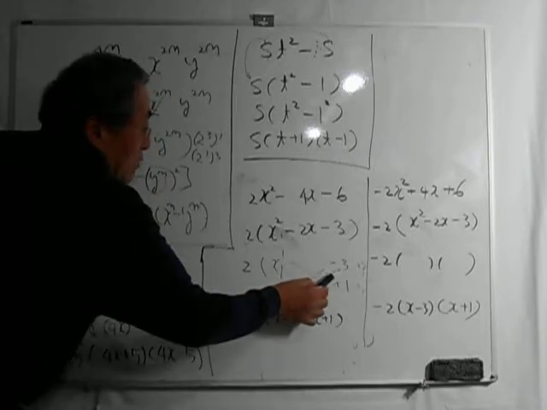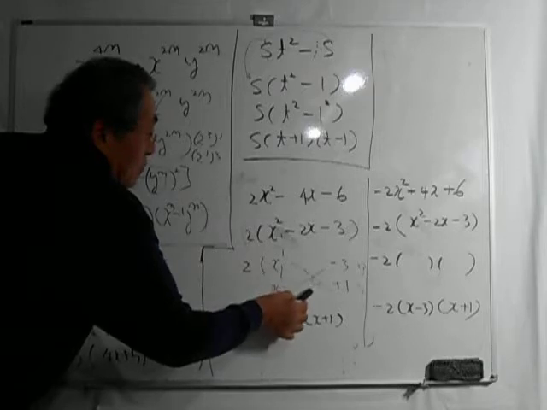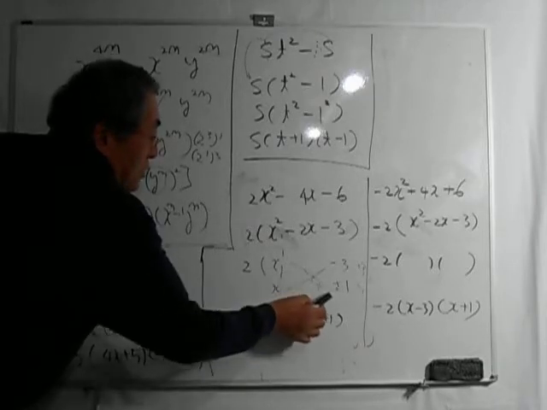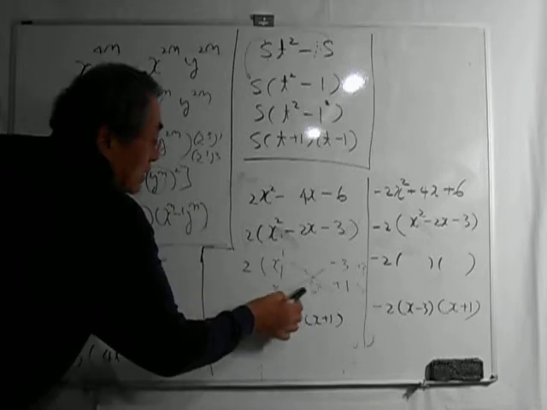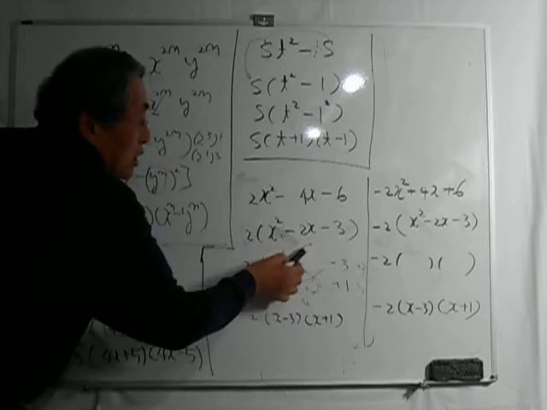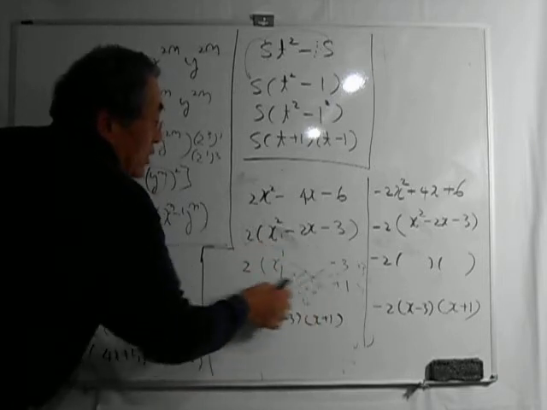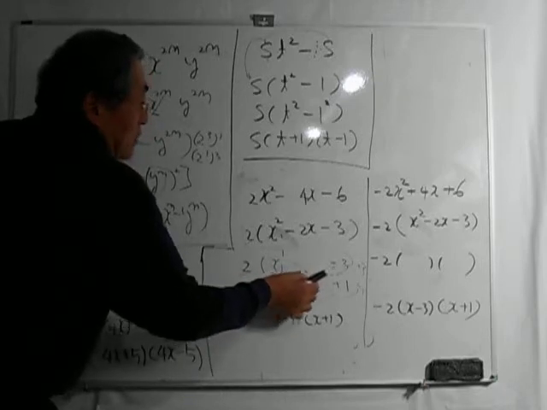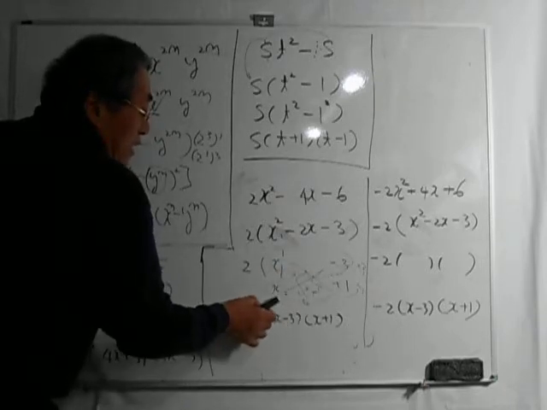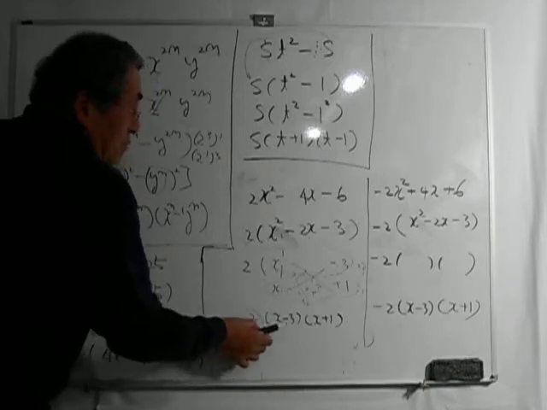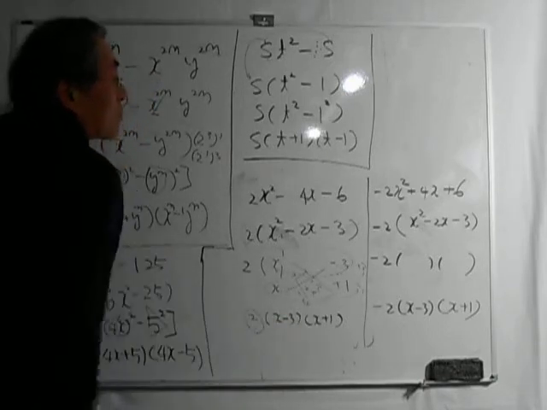x times minus 3 is minus 3x. Okay. x times plus 1 is plus 1x. Adding, minus 2x. Match. Equivalent. So the answer is this: x minus 3 times x plus 1. Make sure 2 is in there. So 2 times x minus 3, x plus 1.